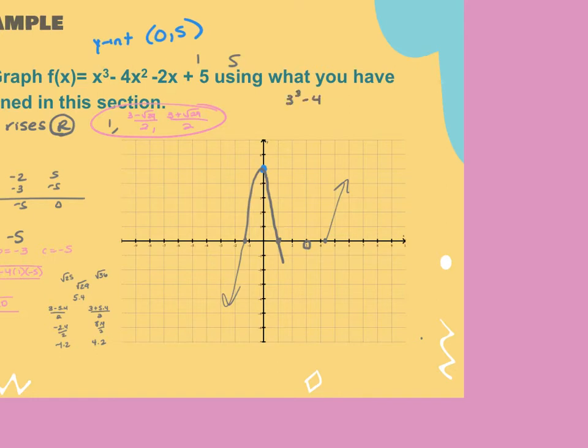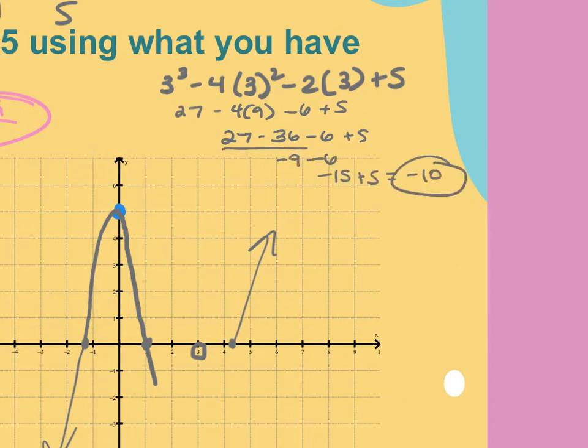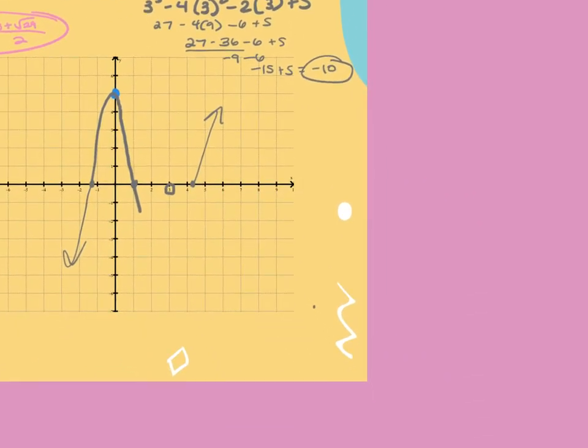3 cubed minus 4 times 3 squared minus 2 times 3 plus 5. 3 cubed is 27 minus 4 times 9 minus 6 plus 5. 27 minus 36 minus 6 plus 5. This is negative 9 minus 6 is negative 15 plus 5 is negative 10. So I go all the way down to negative 10. And then I continue my graph. Down and back up again.